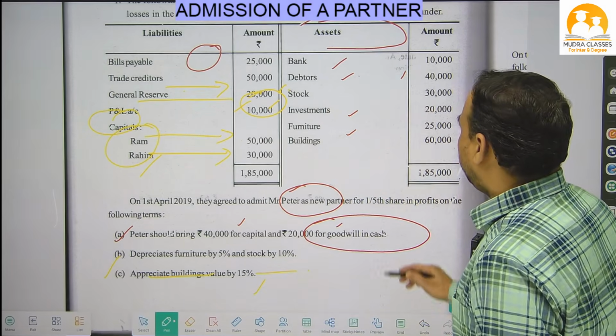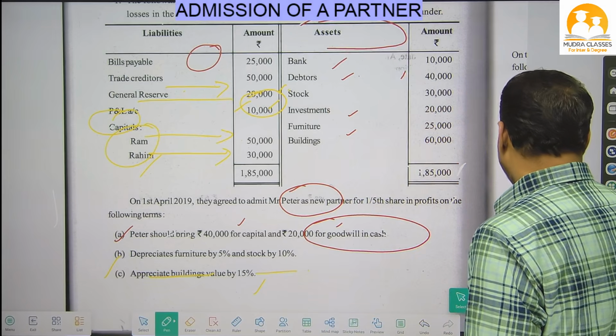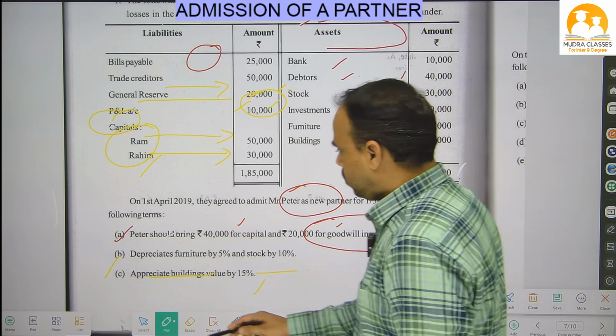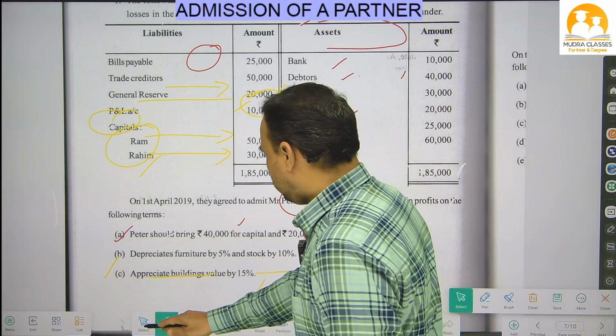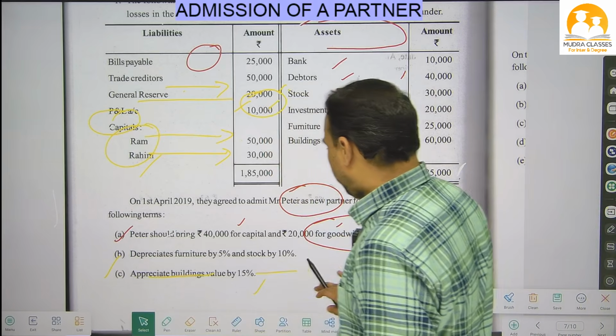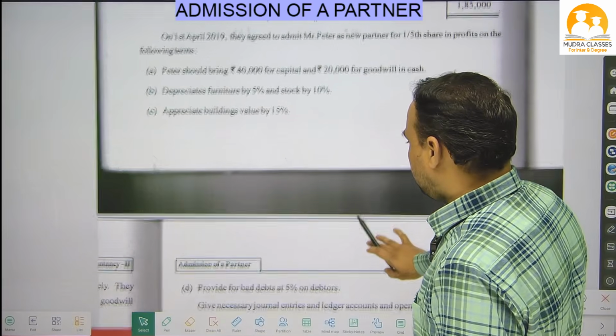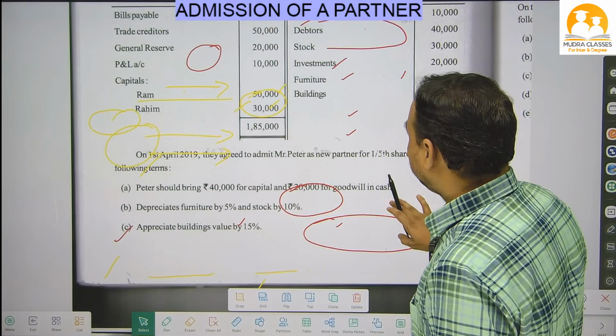So we have to tick the debtors. Debtors we already written in the inner column, 40,000. How much percentage is given, I forgot to check. One more time I will check the percentage. 5% is given. So 5% we have to calculate.